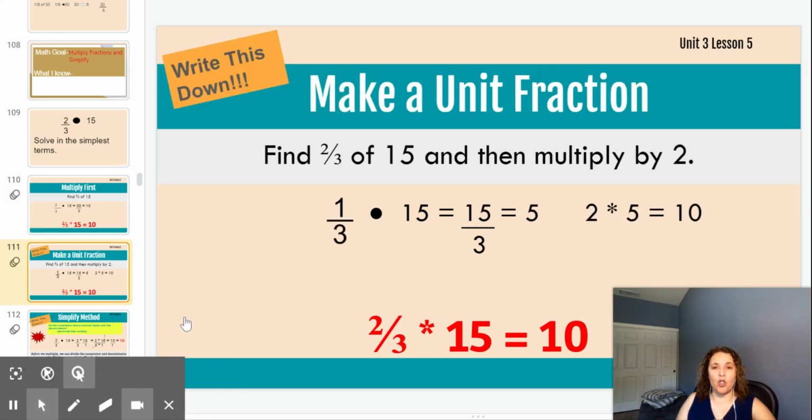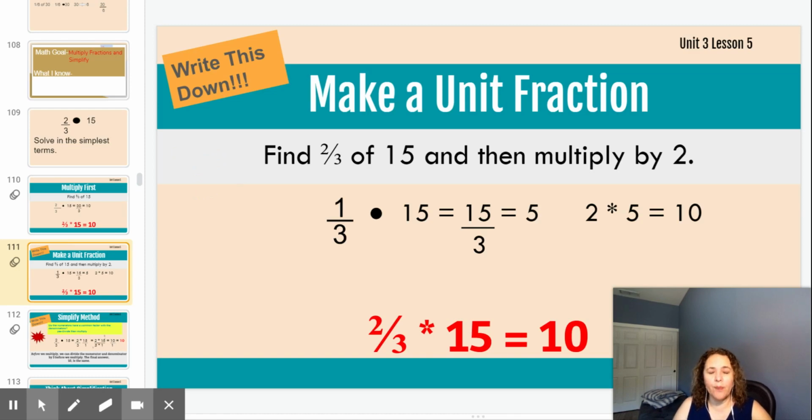Okay, one way to approach this, and by the way, write this example down. One way to approach this is to make a unit fraction. So 2/3, right? If I make 2/3 a unit fraction, it's going to become 1/3. So then I'm going to multiply 1/3 times 15. That's the normal way. 1 times 15 is 15. 3 times 1 is 3. 15 divided by 3 is 5. Now I would need to multiply my product by 2 because it was 2/3, not 1/3. So 2 times 5 is 10. So this is another way to do this.